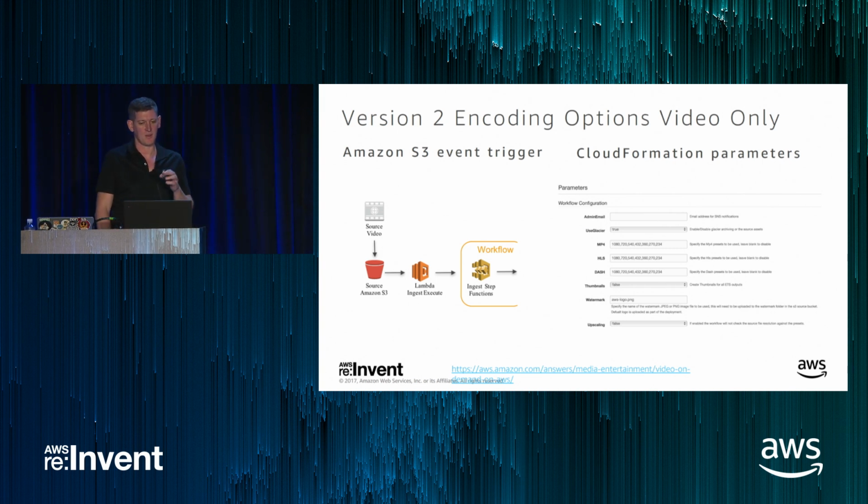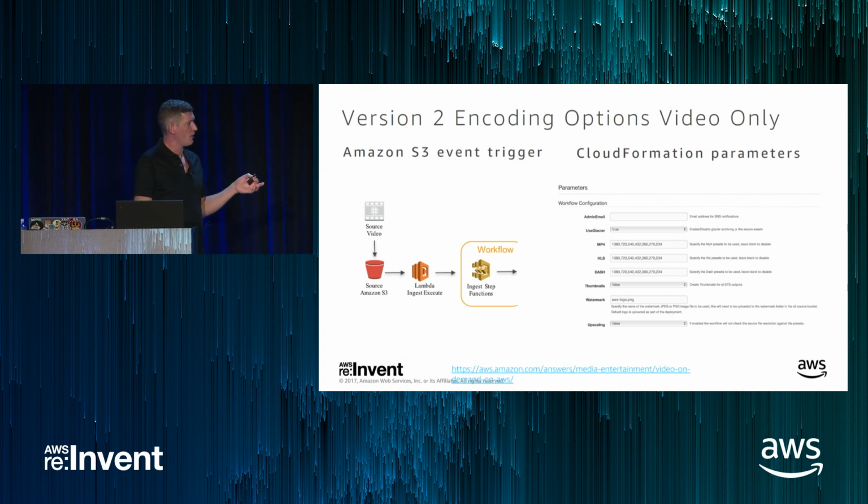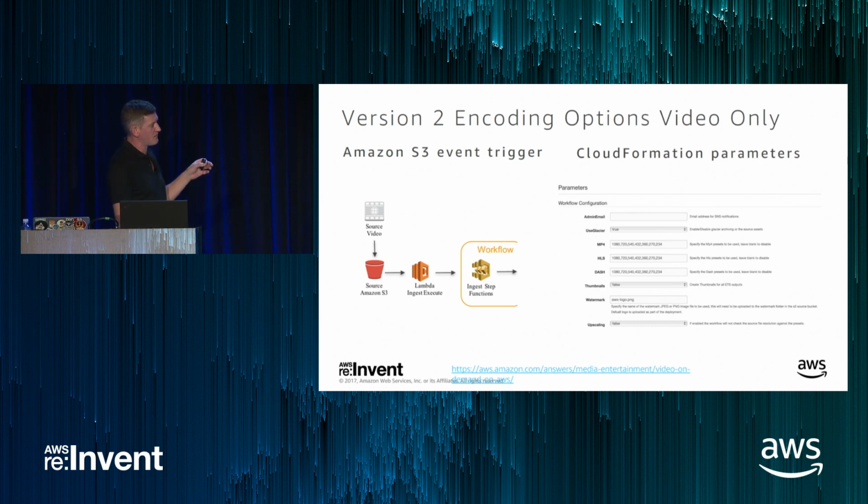If we look on the right there, those are the parameters for the CloudFormation template. So we've added some extra options around the encoding. You've now got options around setting your MP4, HLS, and DASH output. You've got thumbnails. You've got the ability to add in watermarks to the encoding process. And we've added a step. There's another piece of feedback, which was the ability to use Glacier to archive that source content once the workflow is finished.